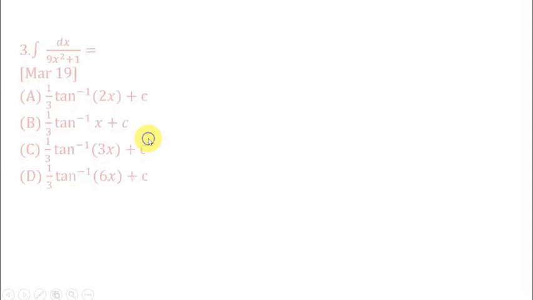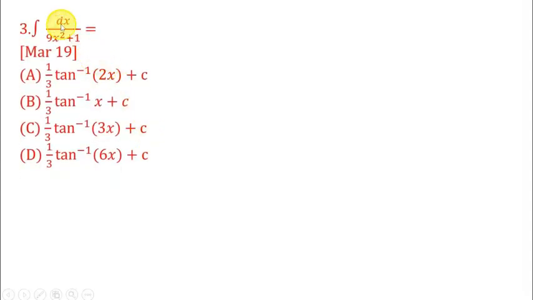Next example. Integral dx upon 9x square plus 1. The first option A is 1 by 3 tan inverse of 2x plus c. B is 1 by 3 tan inverse of x plus c. C is 1 by 3 tan inverse of 3x plus c, and D is 1 by 3 tan inverse of 6x plus c. Now here we will apply the standard result of tan inverse.